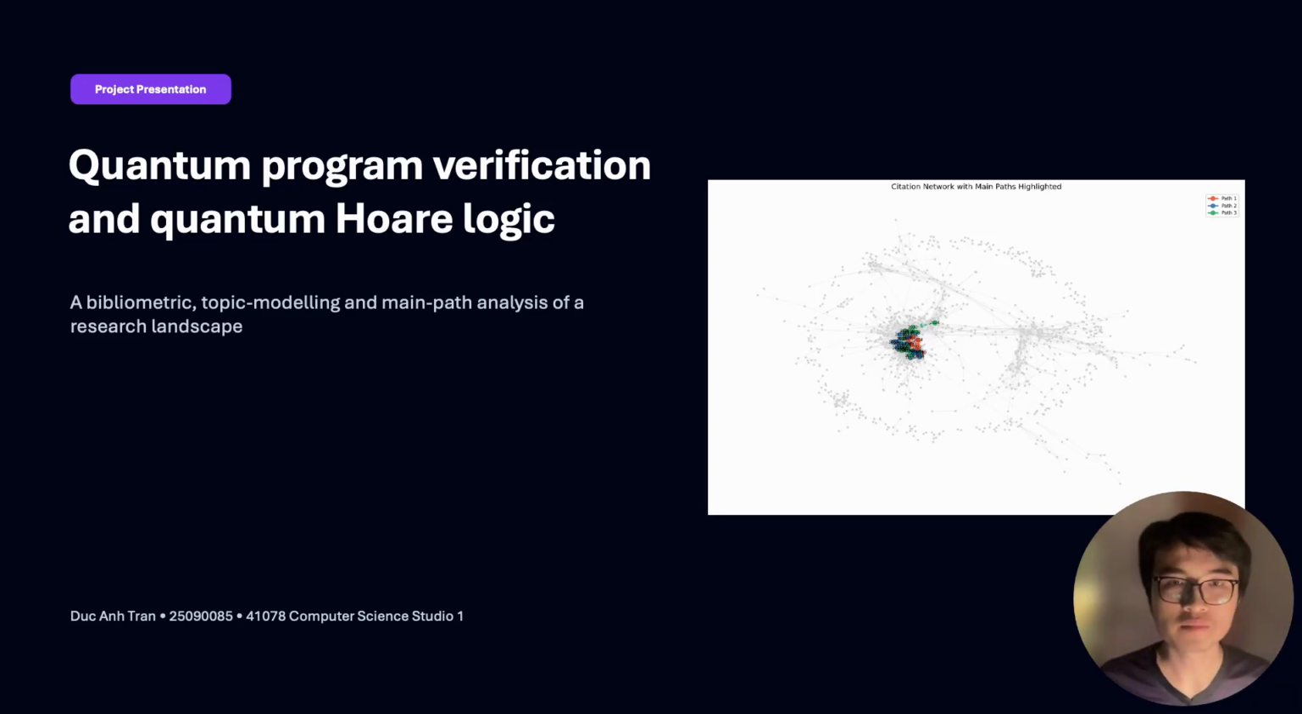Okay, hi everyone. My presentation is on quantum program verification and quantum Hoare logic. The project is not a technical proof of quantum Hoare logic itself, but a research landscape analysis. So I use Scopus data, bibliometric science mapping, BERTopic, main path analysis, and critical review to understand how this field has developed and how verification sits inside the broader programming language literature.